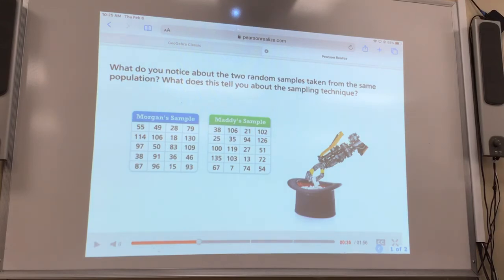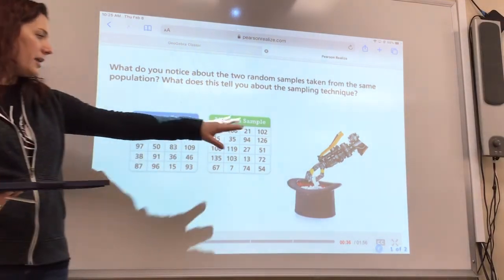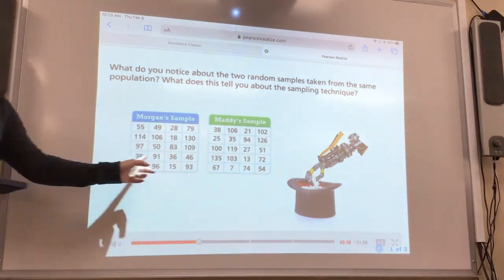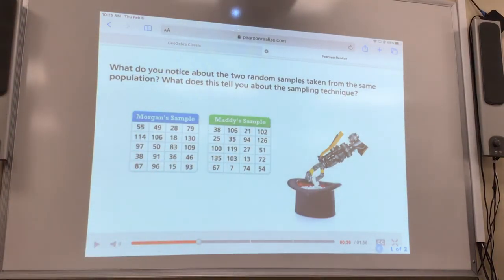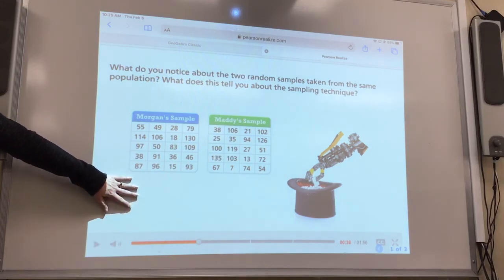Okay, what do you notice? Morgan drew 20 numbers from the hat, 1 through 138, and Maddie drew 20 numbers from a hat, 1 to 138. What do you notice about the list? What do you notice about the numbers, Landon? Most of them are different, but I think they're the same. Yeah, but most of them are different, right? And they're not in order. It's not 1, 2, 3, 4, 5. That is a very good random sample. So drawing numbers out of a hat is the same thing as using a number generator on a technology.